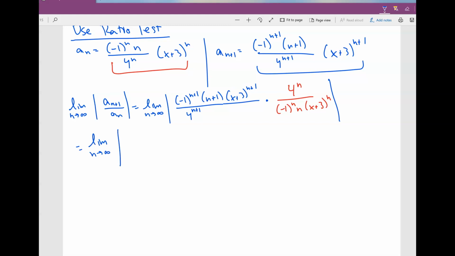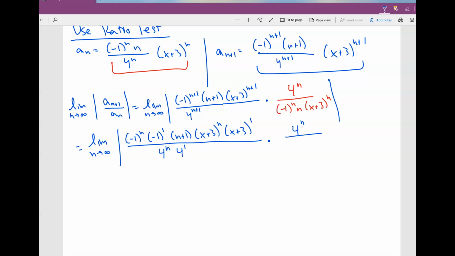Okay, so now limit as n goes to infinity. Let's break up all of these powers. So you're going to have -1 to the n, -1 to the first power. Then you're going to have x plus 3 to the n power, then x plus 3 to the first power. Okay, so I just broke up all of these different powers. Then you're going to have 4 to the n on the bottom and 4 to the 1 on the bottom, times 4 to the n on top. Everything else is going to stay the same, -1 to the n, and x plus 3 to the n.